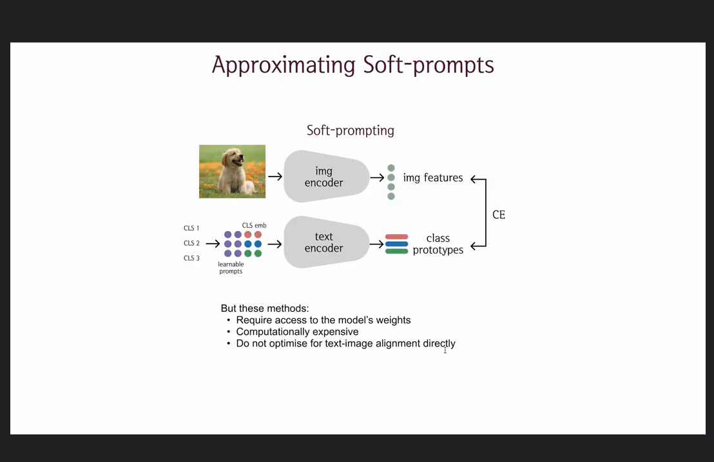One possible way to do this realignment is soft prompting, where we optimize some learnable vectors which are injected into the embedding space together with the class embeddings, and then we minimize the cross-entropy loss using some few-shot training examples. But this approach still has some drawbacks. First, they require access to the model weights to inject the embeddings and minimize the loss. They can be computationally expensive for large models, and they do not directly minimize the modality gap or the alignment between the text and images.